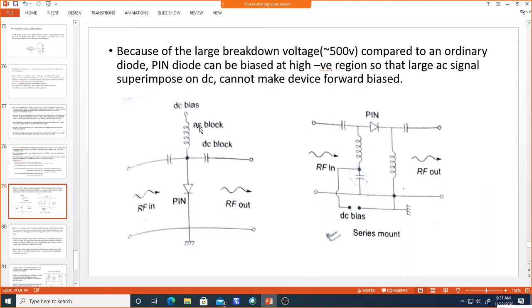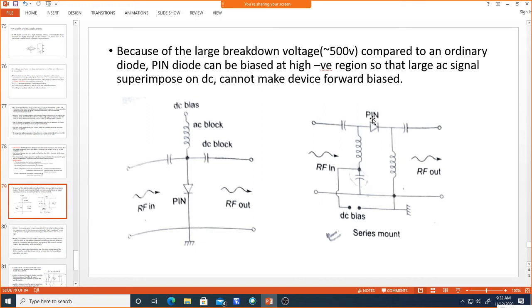So this is the PIN diode. We can see how to place it in either a series configuration or a shunt configuration. Because of the large breakdown voltage compared to an ordinary diode, this PIN diode can be biased at a high negative region so that the large AC signal superimposed on DC cannot make the device forward biased. The AC block inductor is used here to block the AC, and this PIN diode is used as a shunt device for the operation.